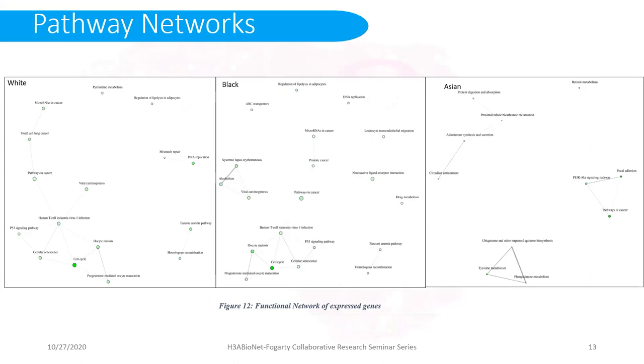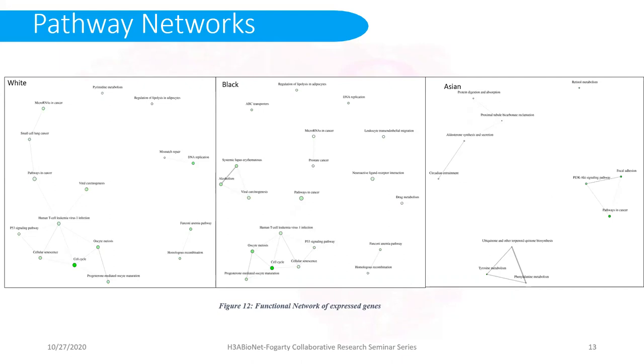This shows the network of the relationship between enriched pathways. Now, in this, just as we had seen in the biological processes, there seemed to be a similar pattern in enriched pathways between the white and then the Black population. So we find a network of enriched terms being progesterone-mediated oocyte maturation, cell cycle, oocyte meiosis, or cell senescence, both in the white and then the Black population. In the Asian population, on the other hand, we find 10 significantly enriched in breast cancer, in pathways in cancer, PI3K, AKT signaling pathways, and focal adhesion pathways.